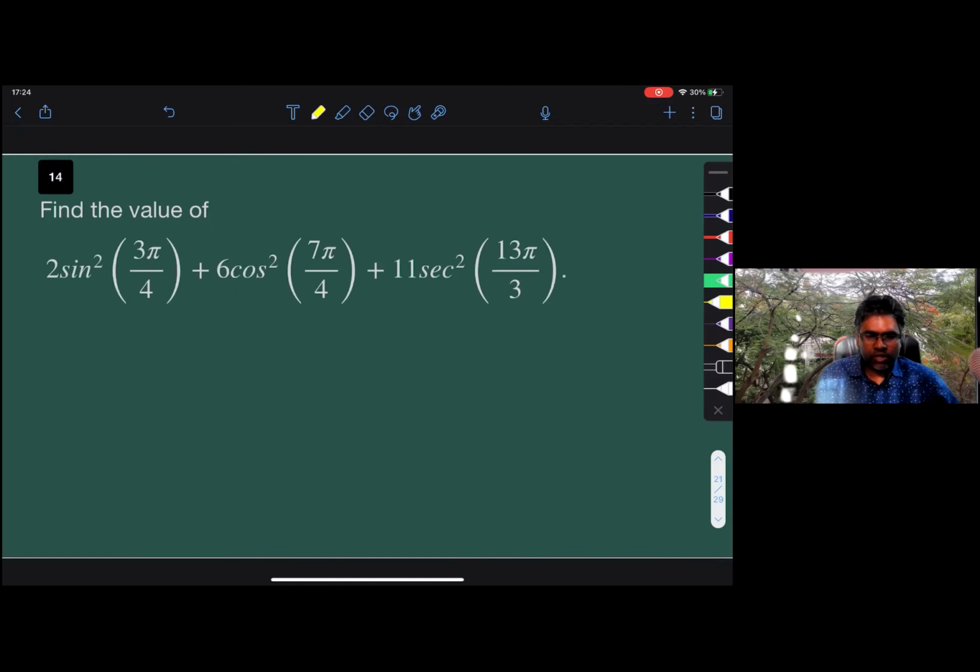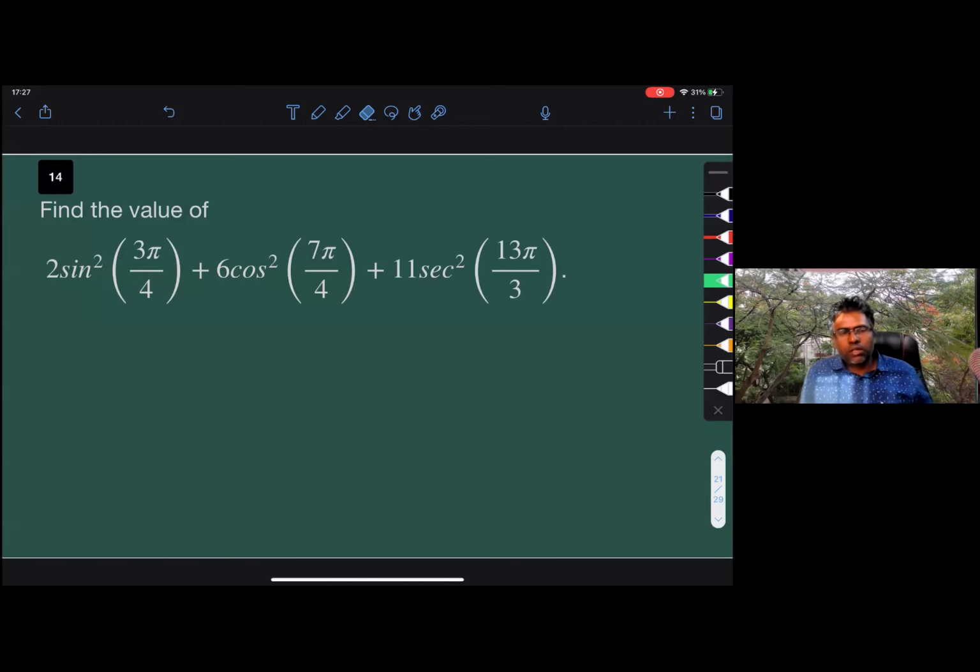Okay, so try this, guys. I'll pause for a minute or two. Again, look at them individually. And at this stage, my advice is still the same. See in which quadrant these are going to.